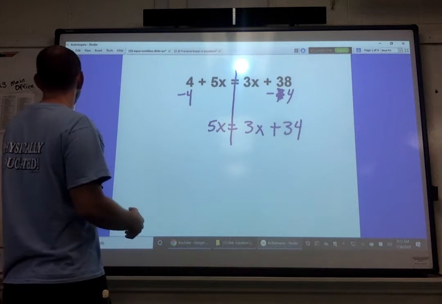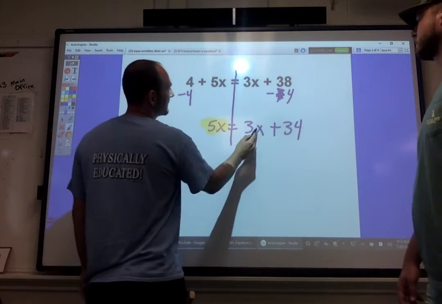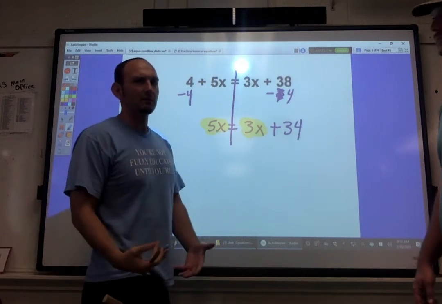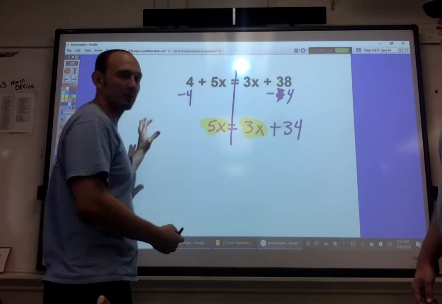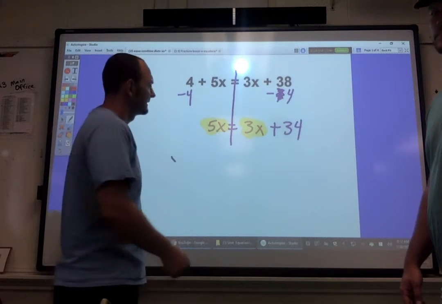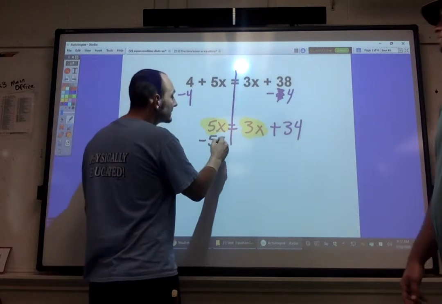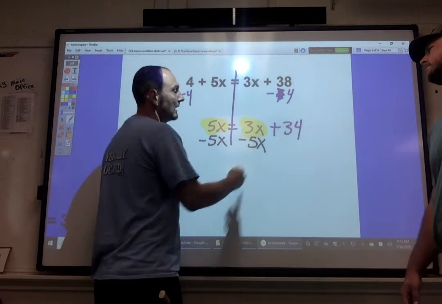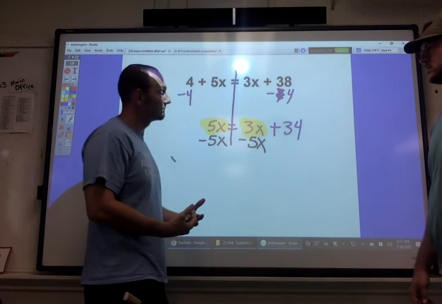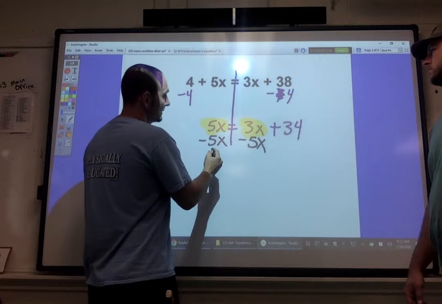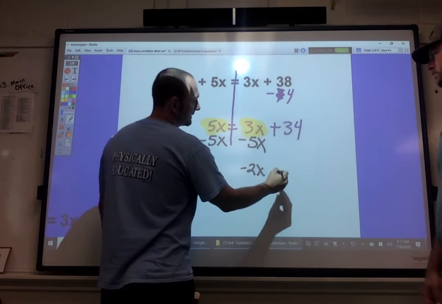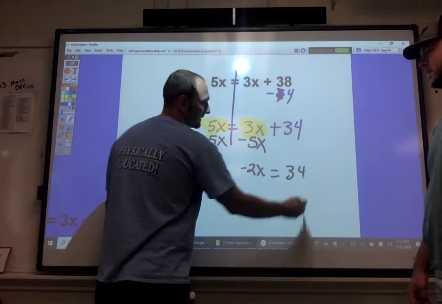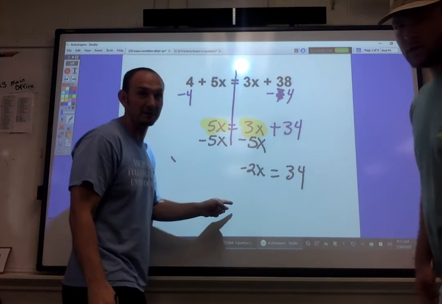So now the variable's in 2 spots. And you tend to get confused here. And what most kids do, just naturally, because a lot of you like to go from left to right, they do this. They go minus 5x, minus 5x. I can do that. Okay. But what you end up doing is getting a negative 2x, and you say it equals 34. That is wrong. See it all the time.